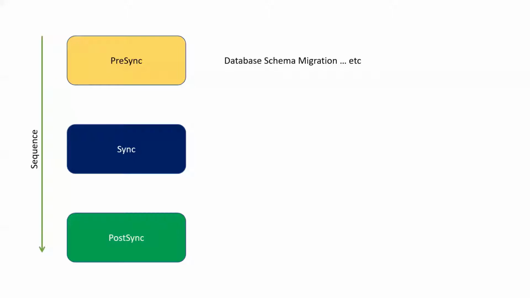Next, once the PreSync is done, it comes to the Sync phase. In the Sync phase, it applies the manifests. Here we have the manifests, so let's assume a deployment or service or pods or ingress or network policy, namespace creation, any kind of manifest will be applied in this phase. Okay. So the next one is PostSync.